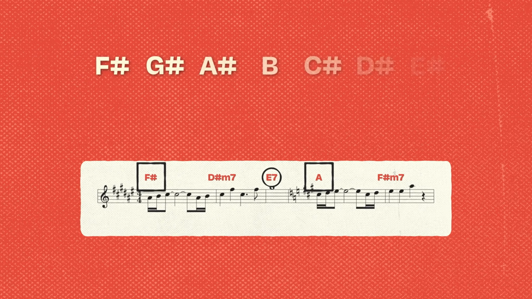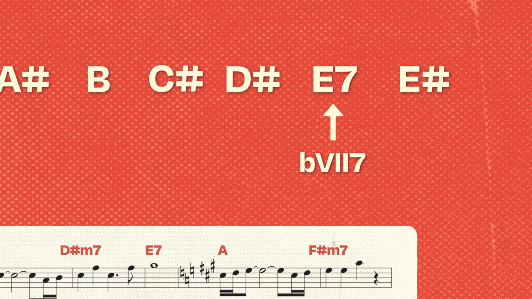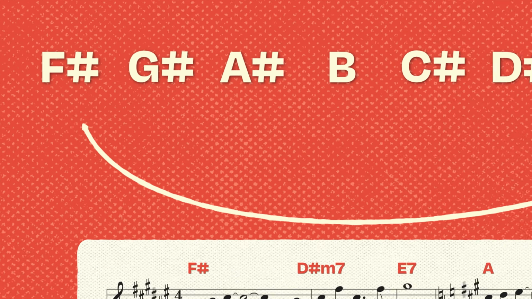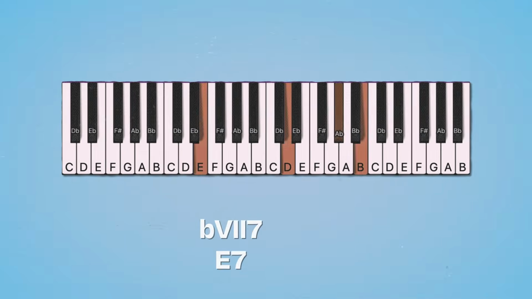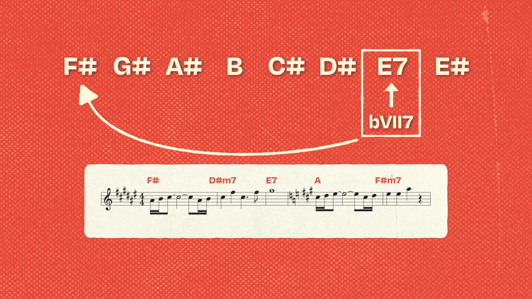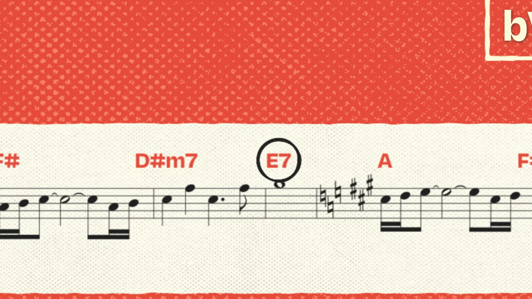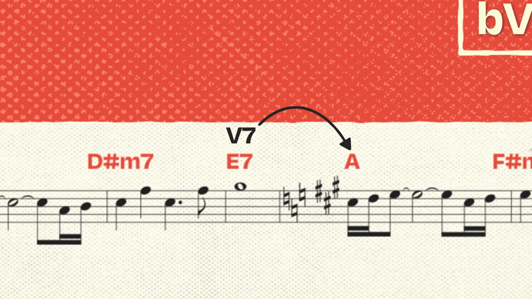In the key of F sharp major, E7 is the flat 7/7 chord, which, as scary as it sounds, is actually pretty common, especially in jazz. Now typically that flat 7/7 chord resolves back to the 1, like this. Nice, right? But that's not what happens in Reflection, and that's because we can also think of E7 as a 5 chord in the key of A major.